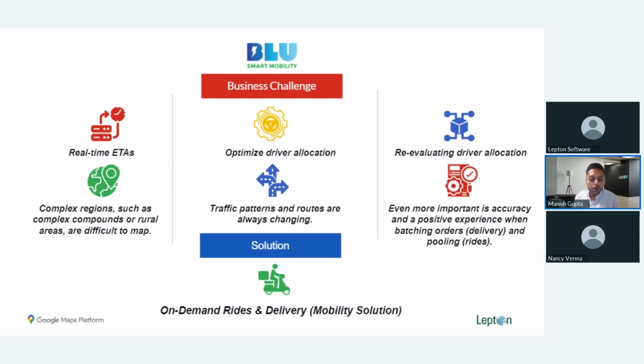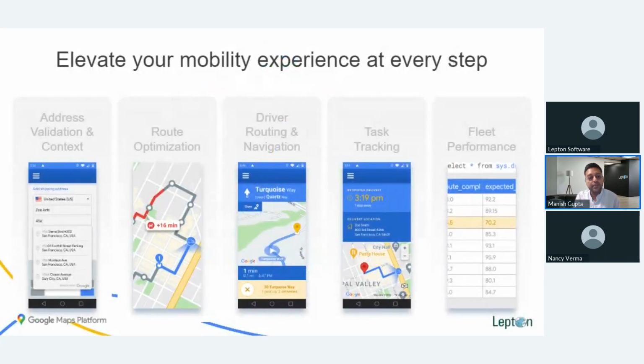From onboarding of a client to a completed ride, everything is done on the Google Maps platform. Starting from address validation, which lets the customer give you their location and address, then to route optimization, where BlueSmart has multiple fleets in their database. They have to assign the nearest cab available at the client's location which has enough battery available. That is done through the Google Maps platform, called route optimization.